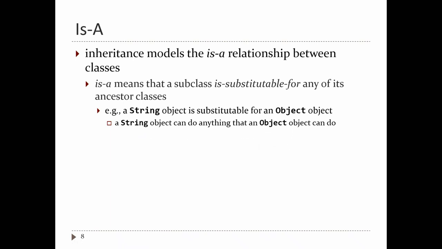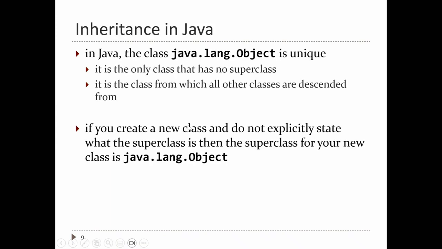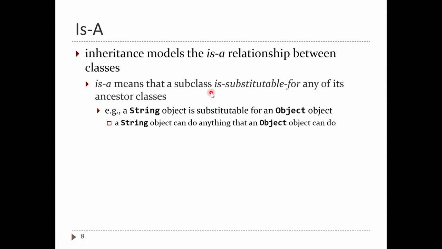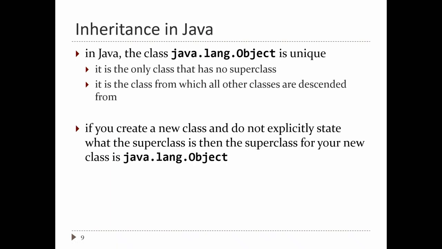So Object says it has an equals method, it has a toString method, and it has a hashCode method. That means String also has a toString method, an equals method, and a hashCode method. Okay, so remember that term, is substitutable for, because you're going to see it over and over and over again.